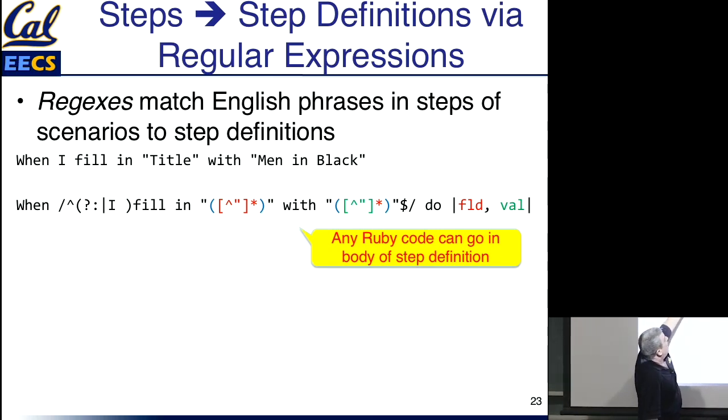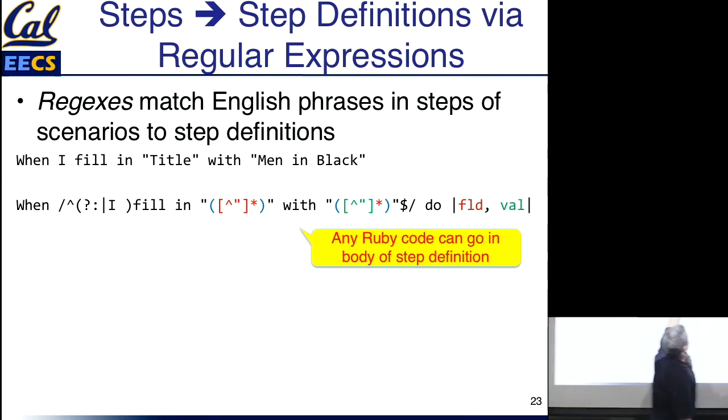So I, optionally, yep, there's I. Fill in. Quote, any sequence of characters that is not a quote, that's the word title, followed by another quote, there it is. With, and then same deal. Open quote, any number of non-quote characters, closing quote, end of string.